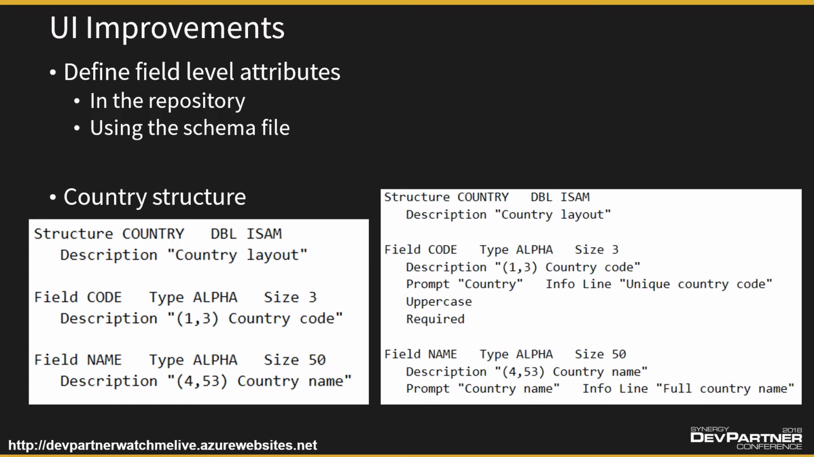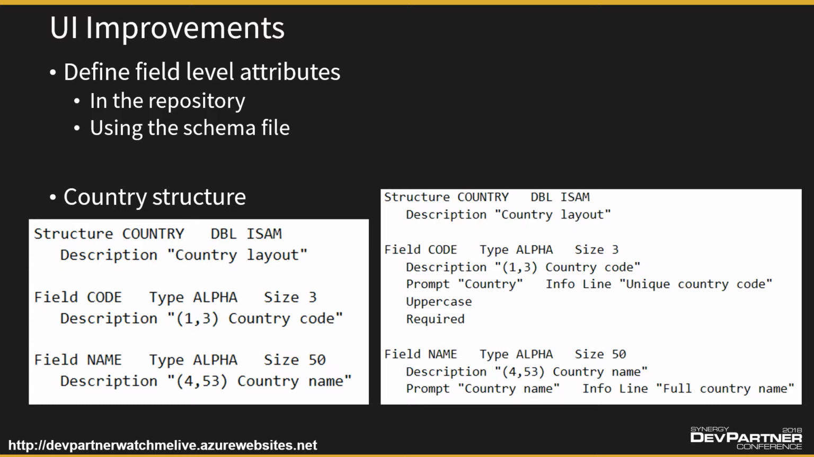But for the UI, we need the additional information. So here in this example, we've got the country structure. Two fields are defined, the code and the name. The code, simply an alpha3. What we're going to do is add a prompt to it, and we can add some info line, so we'll see that as we go on to the field. We're going to say that it's uppercase, and we're going to say that it's required.